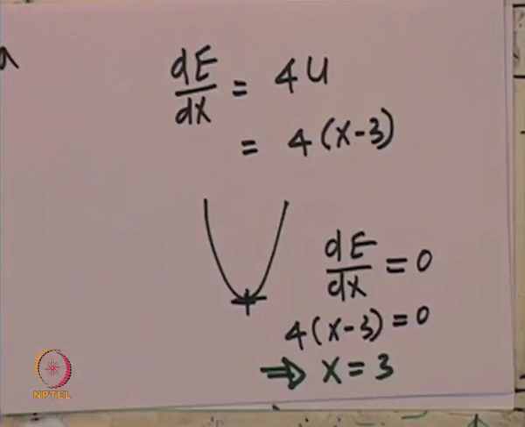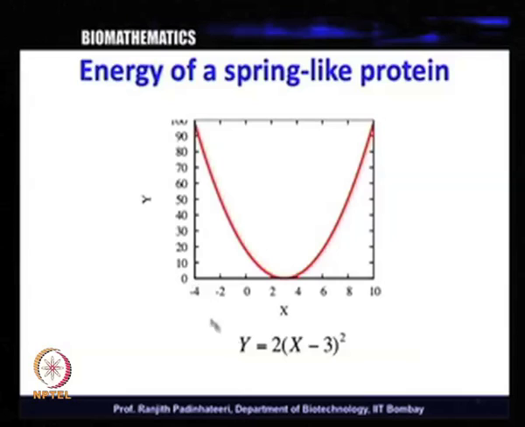Now let us look at this plot once more. Look at this point, it is between 2 and 4, this is actually 3. We just found that if we calculate the derivative and equate that to 0, we got 3, and exactly at 3 you have the minimum of this function. The minimum of this function is at x equal to 3.